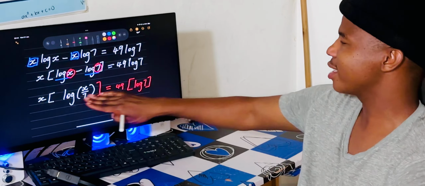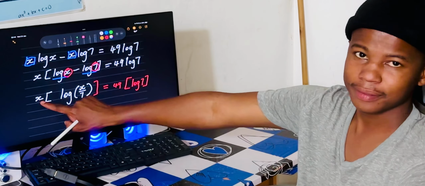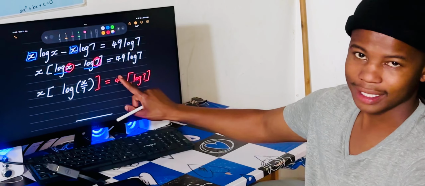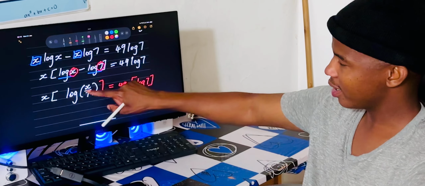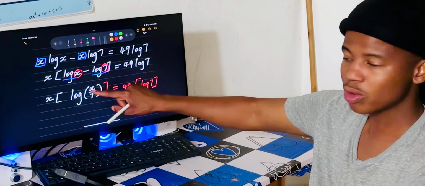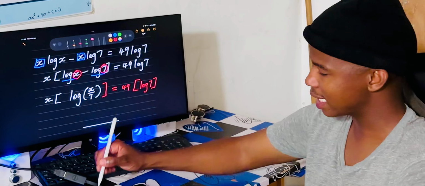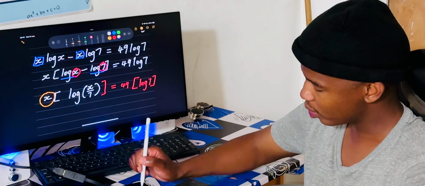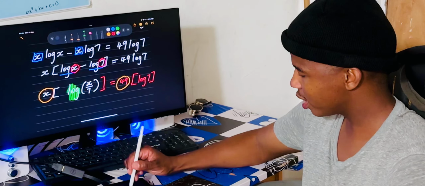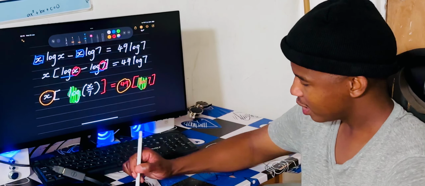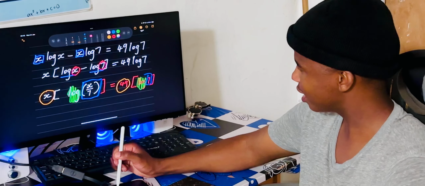Now I need you to observe something here, ladies and gentlemen. You have a coefficient which is x here. You have a coefficient which is 49 here. You have a log, you have a log. You have a quotient here, x over 7, and then here you have 7. So mapping these things together, we can agree, ladies and gents, that this guy will go with that guy, and then the log will go with the log, and then this guy will go with that guy.